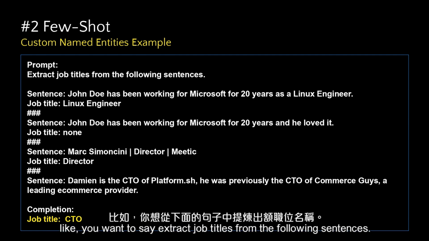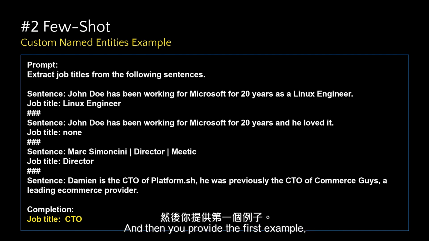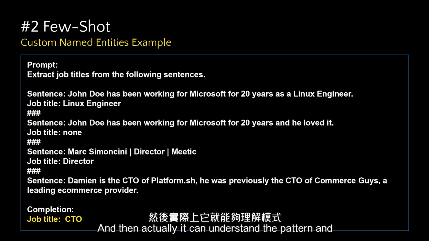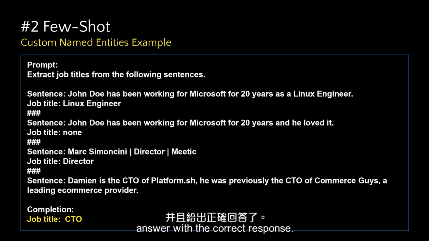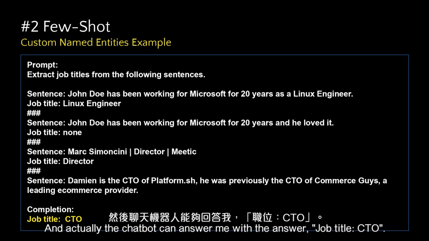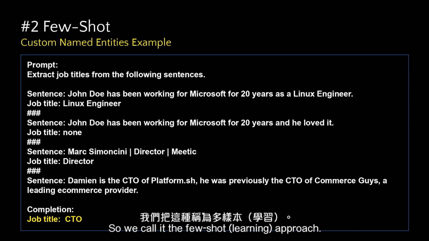So in few shot, you say, extract job titles from the following sentence, and then you provide the first example, and then you put the separator, and then you provide the second example, and then the third example, and then actually it can understand the pattern and answer with the correct response. So like this, I leave the last sentence open, and the chatbot can answer me with the answer, job title, CTO. So we call it the few shot approach.